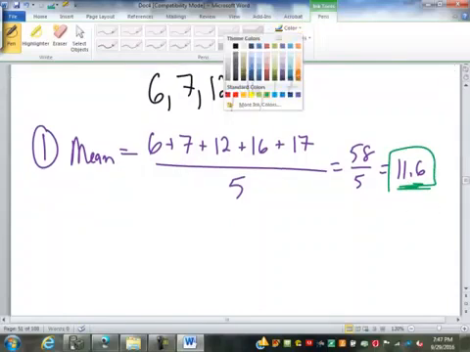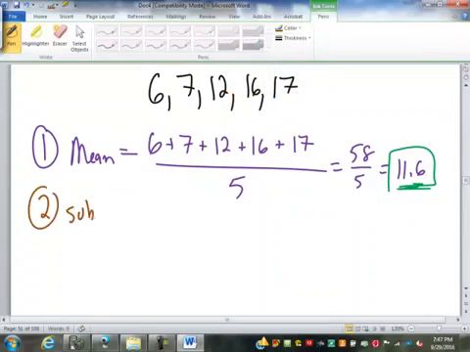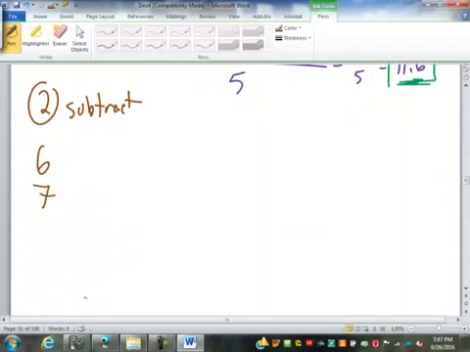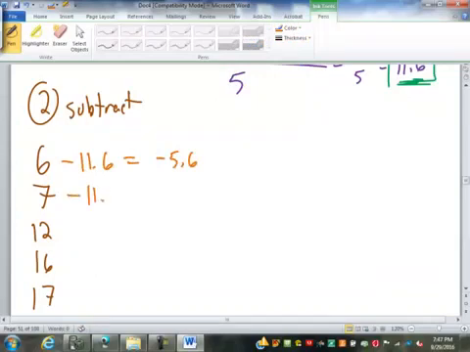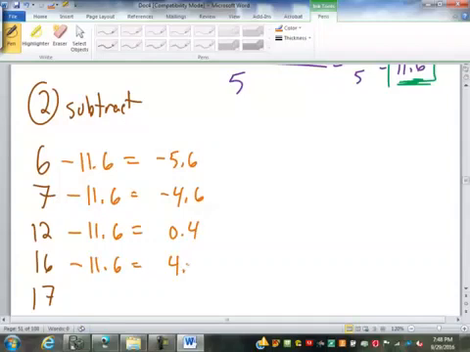What's step 2? Perfect. Subtract the mean. Got 6, 7, 12, 16, and 17. I'm going to subtract 11.6. 6 minus 11.6 is negative 5.6. 7 minus 11.6, negative 4.6. 12 minus 11.6, 0.4. 16 minus 11.6 is 4.4. 17 minus 11.6 is 5.4.